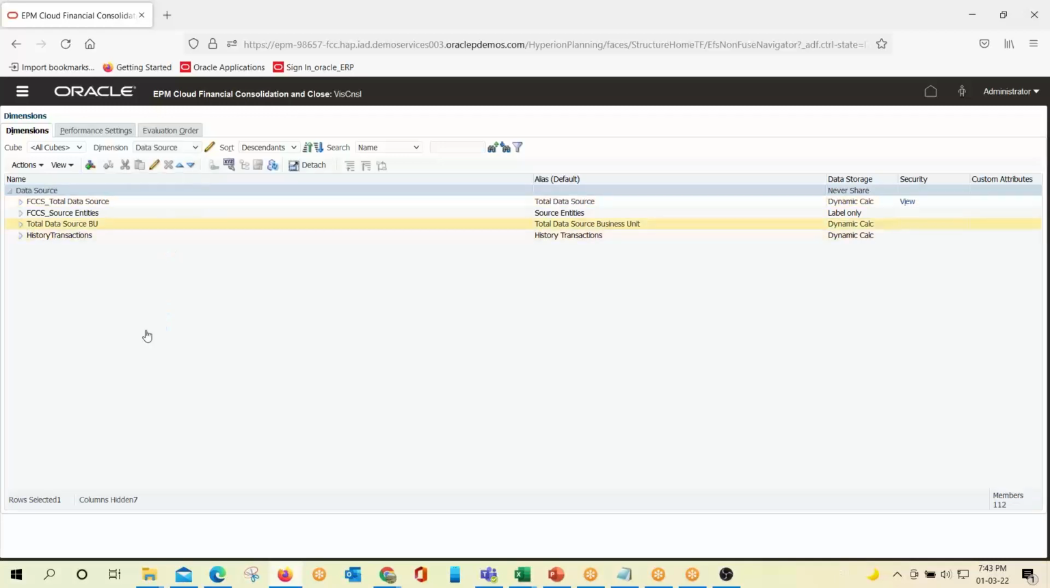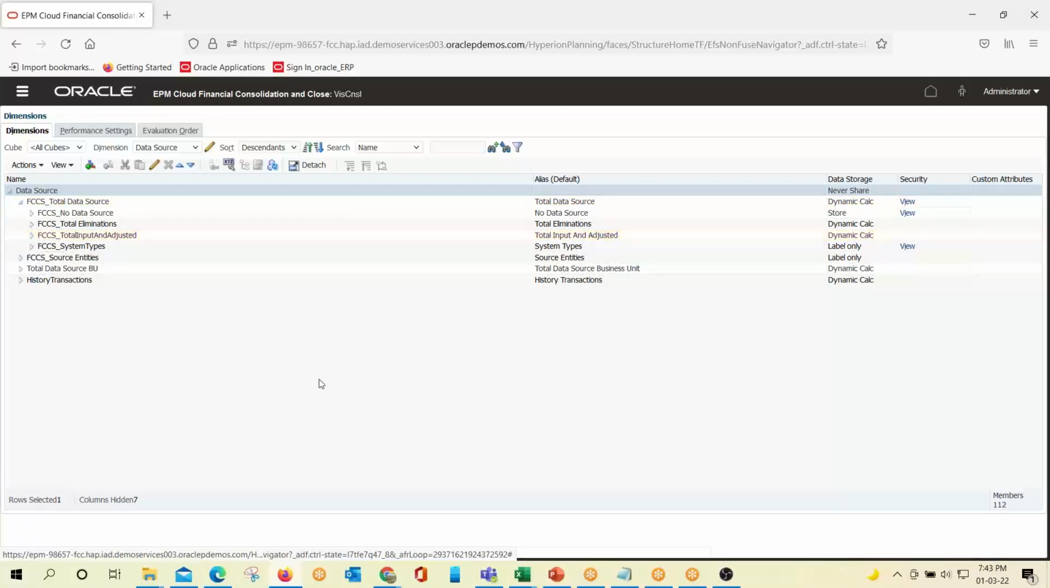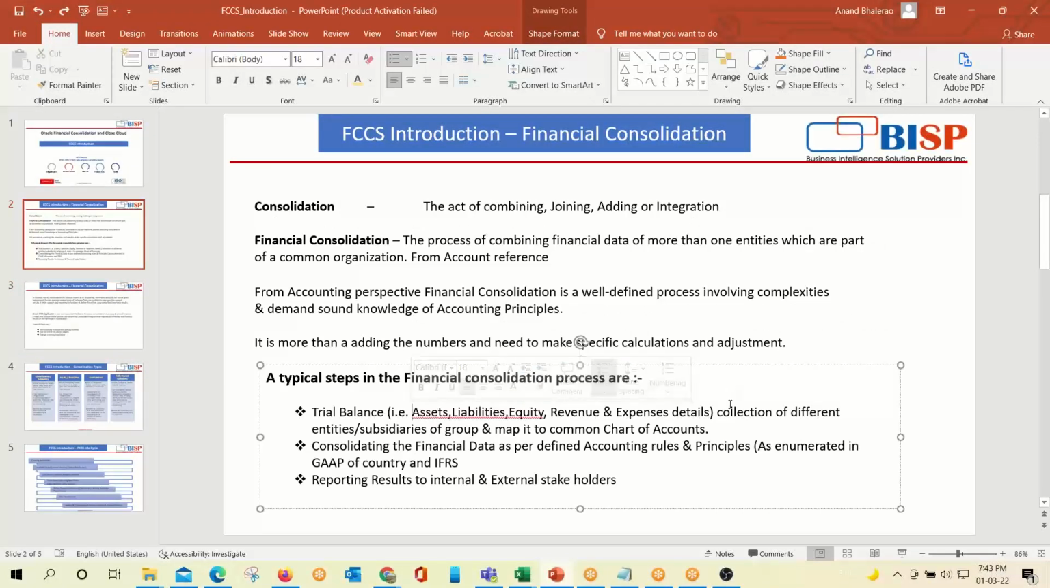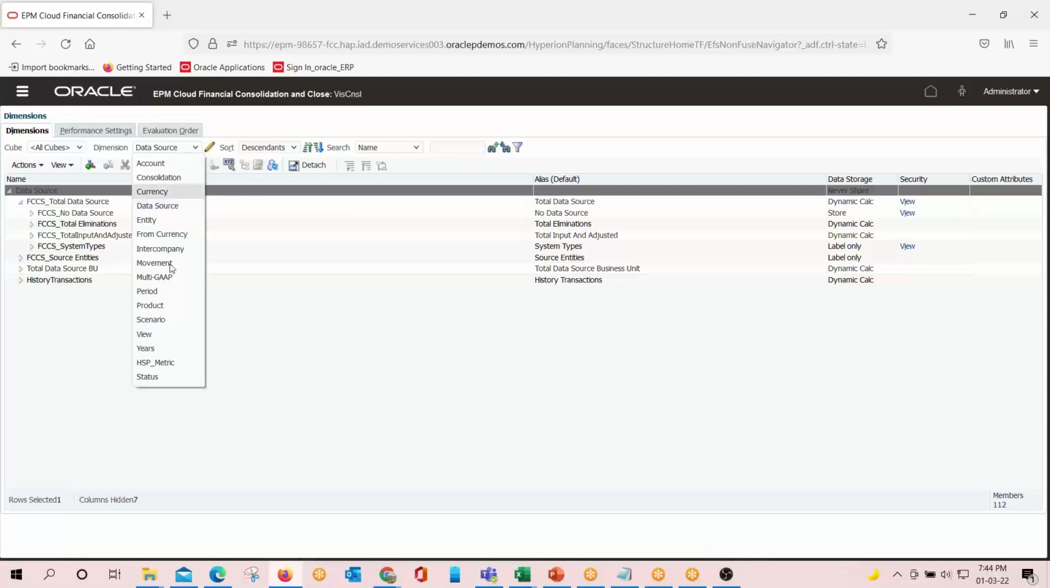Then we have data sources, different data sources from where we can load the data into this application. That is the loading of trial balance, assets, and liabilities. There are different sources: we can input manually, through bulk loading, and there are other integration tools. With data management, we can pass journal entries. All these activities are covered by the data source.